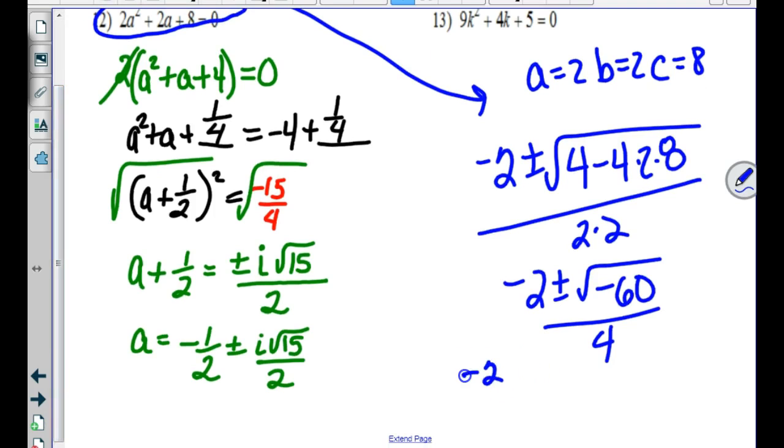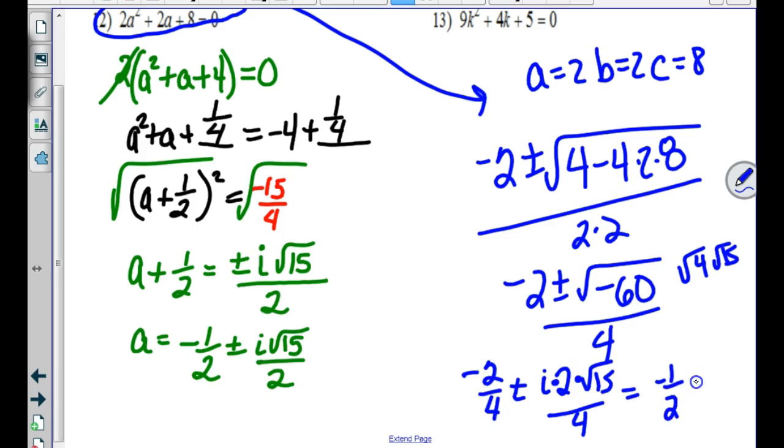Then I probably would have separated it. Square root of negative 60. Well, there's an i, and 60 is 4 times 15. So I have times 2 times the square root of 15, and that's also over 4. What happens? Negative 2/4 reduces to negative 1/2, and then I have a plus or minus, and back here this 2 goes into this 4 twice, and an i square root of 15 over 2. Okay? So maybe you liked that better.